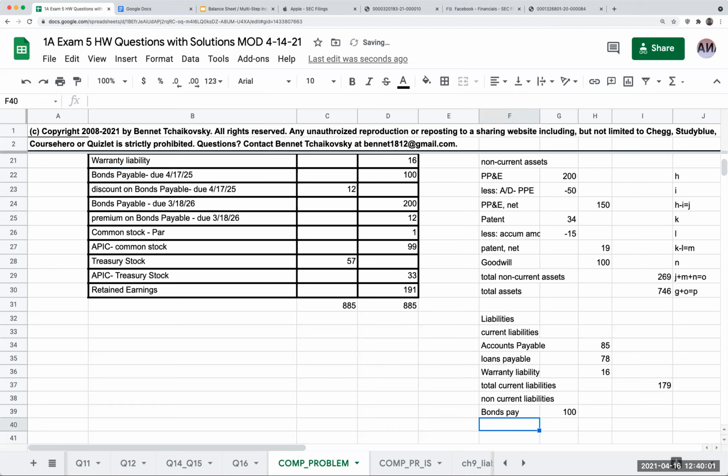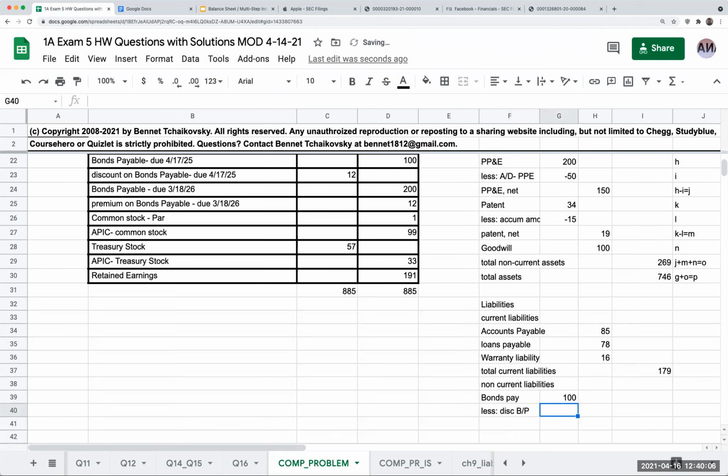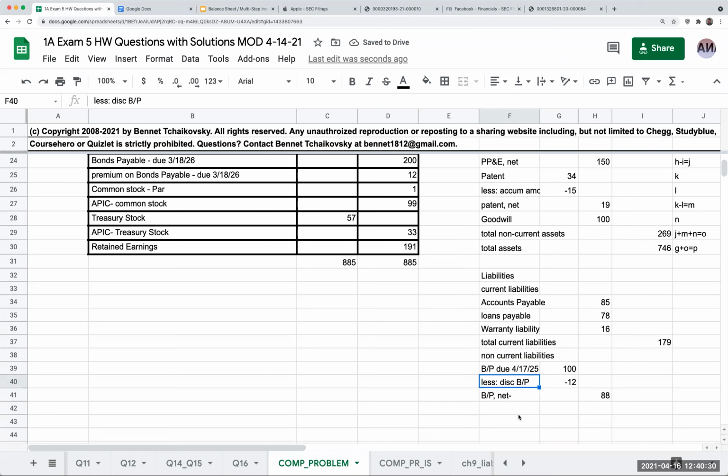And over here, 100. Now, less discount on bonds payable. This is going to be 12,000. So my bonds payable net is going to be a total of 88. Next one, we can also say bonds payable due, we'll call this BP due 2025, just so we can notate the difference. Then I'm going to have bonds payable due 3/18/26. This amount is 200.